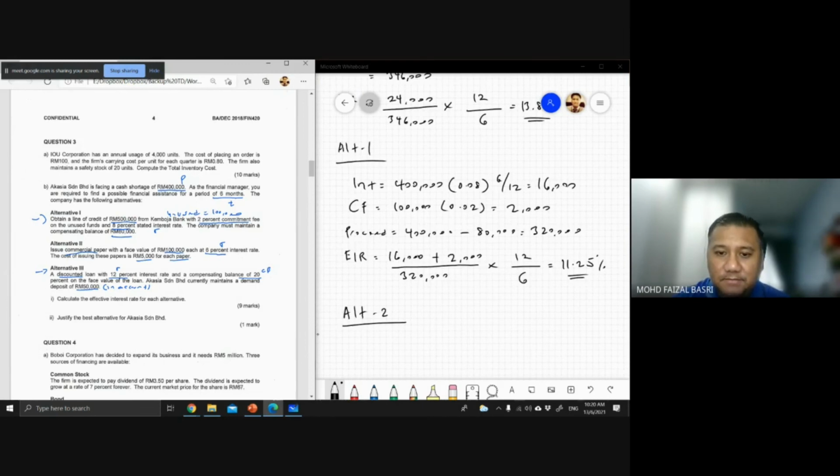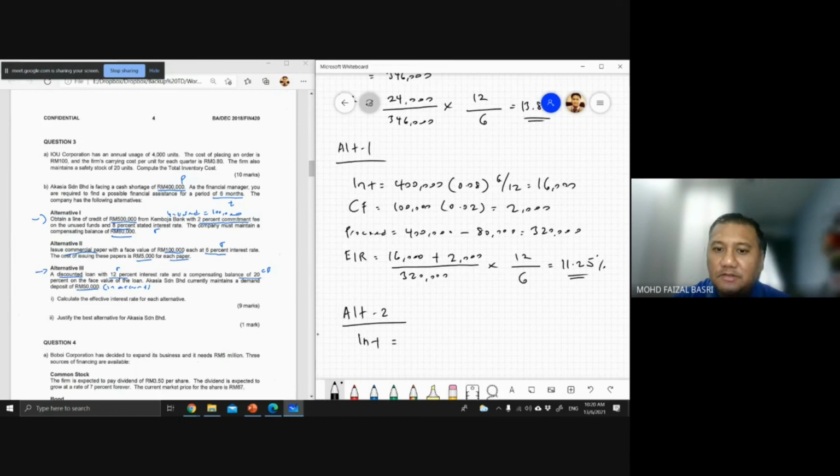So, again, to calculate this, I'm going to use interest first. And it's for principal, we use 400,000 also. Okay, with the rate of interest of 6%. For how long? For 6 months. So 6/12. So the interest is 12,000 ringgit. Okay, 12,000 ringgit.